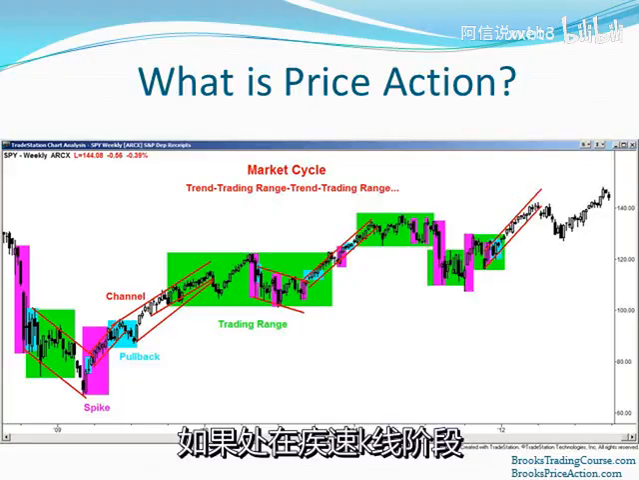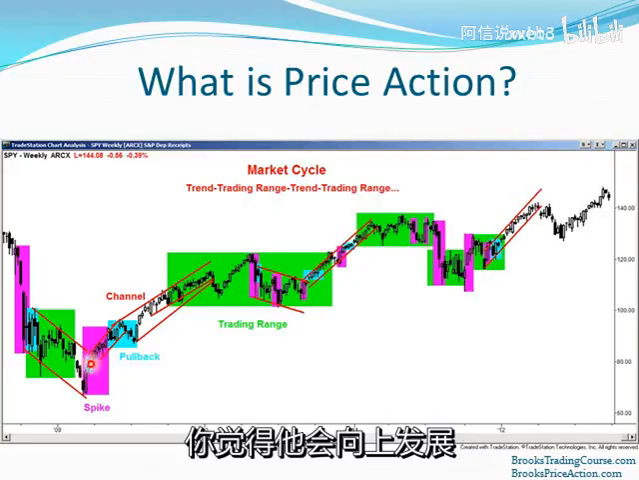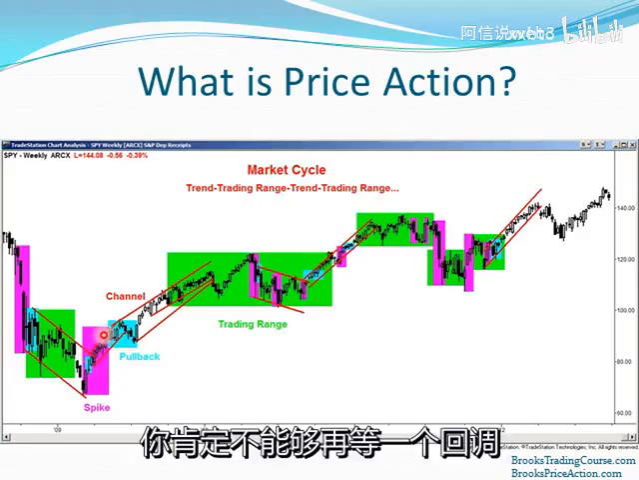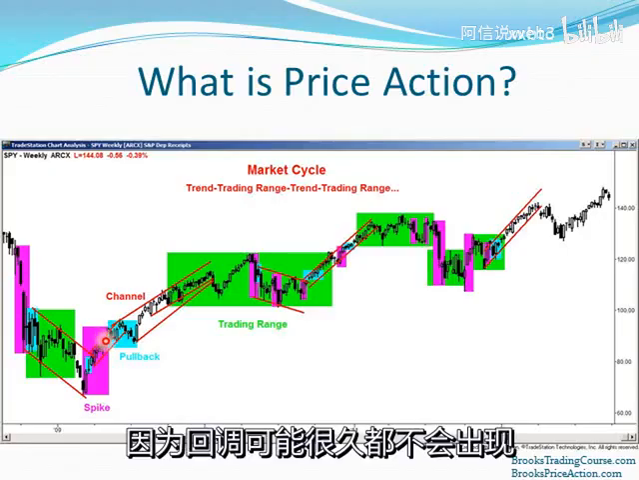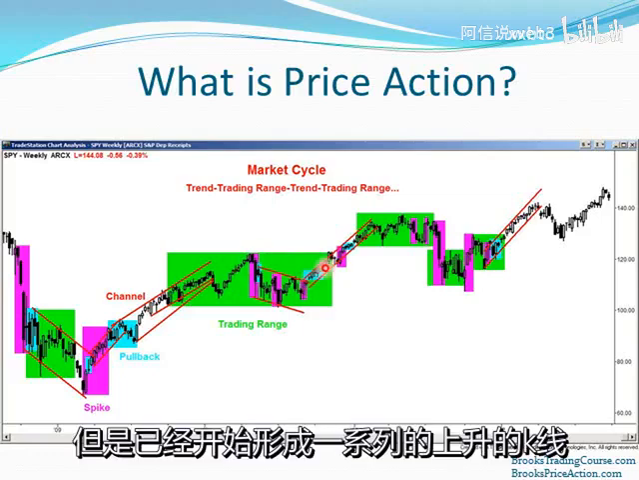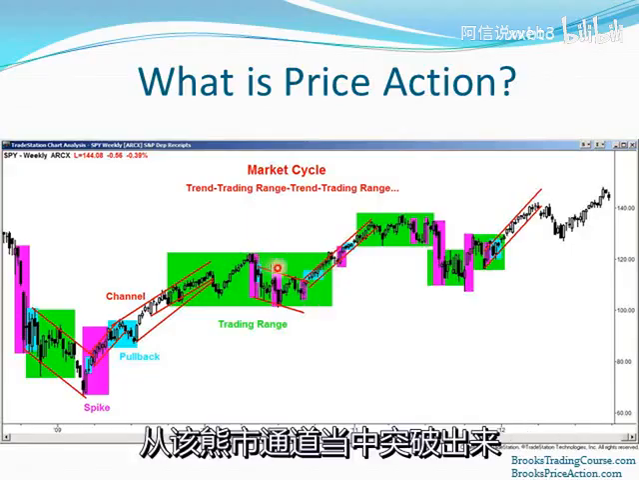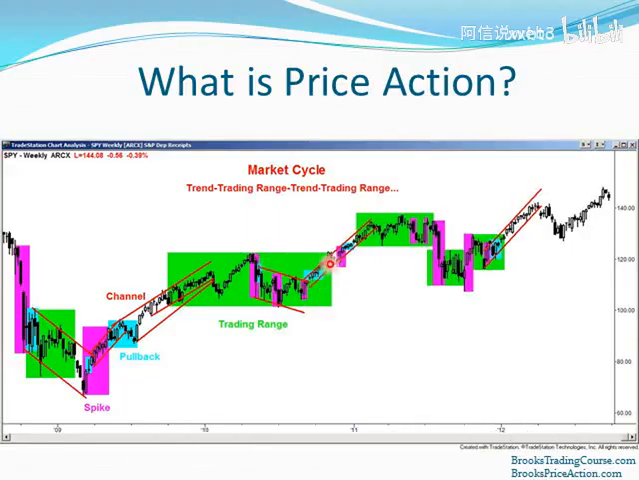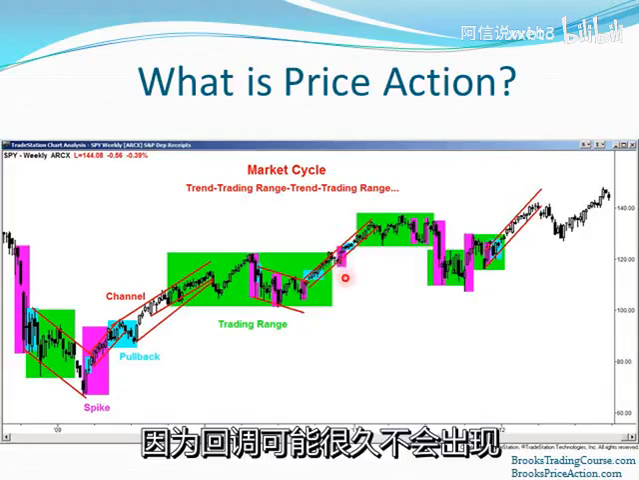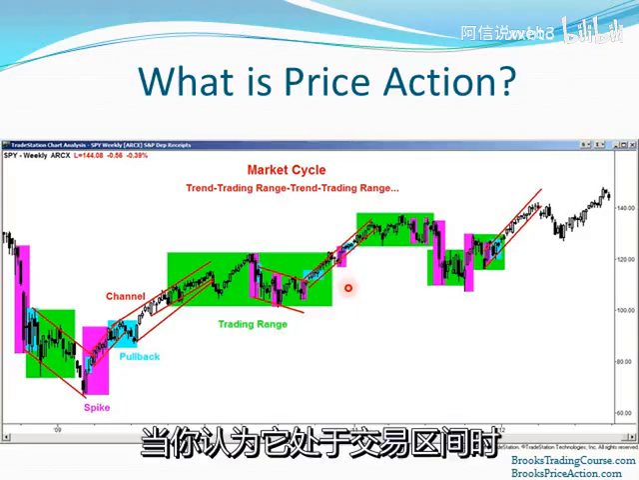So if you're in the spike phase of a trend, once you decide, yeah, this is going up, you have to get long, right? You cannot say, well, maybe I'll wait for a pullback, because sometimes the pullback does not come for a long time. Here's another example. Yes, it's in a trading range, but we're starting to get a series of bull bars, and we broke out of this bear channel. Once you decide that, yeah, I think the market's always in long, you have to get long, because sometimes the pullback does not come for a long time.